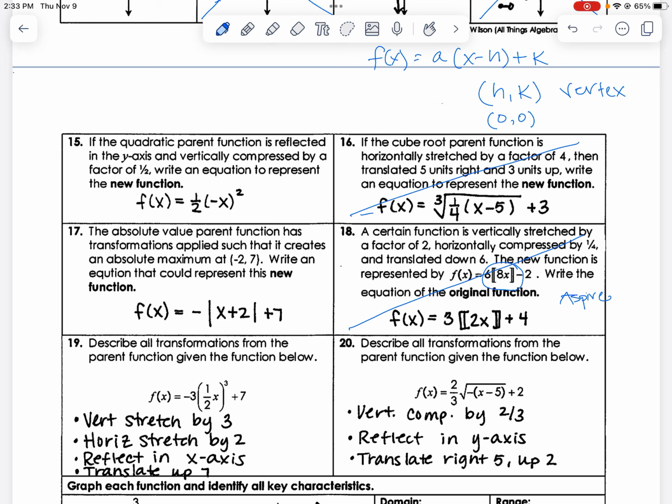All right, I think that's it. So let's look at 15. A quadratic parent function. So immediately I'm thinking x squared. If you're visual, you're thinking parabola. It's been reflected in the y-axis. So the x values have changed their sign, and vertically compressed by a factor of 1/2. That means it's gotten shorter. Write an equation to represent this new function. Well, the reflection in the y-axis happens by negating the x values, and the 1/2 is the vertical compression.